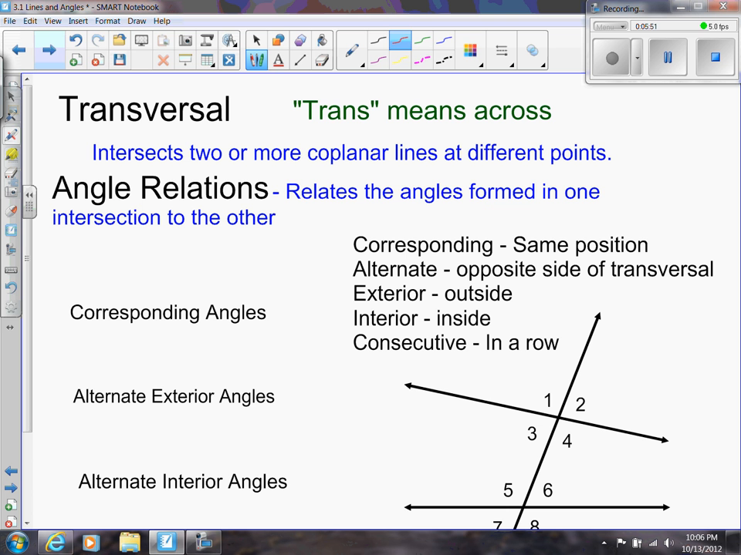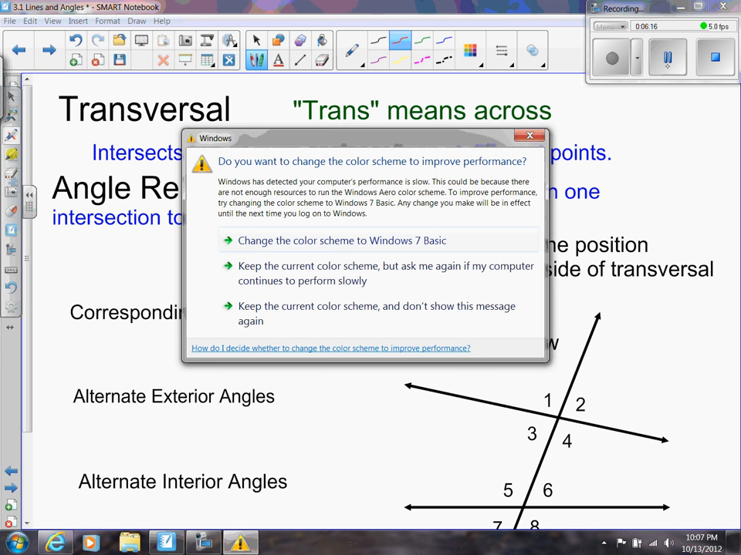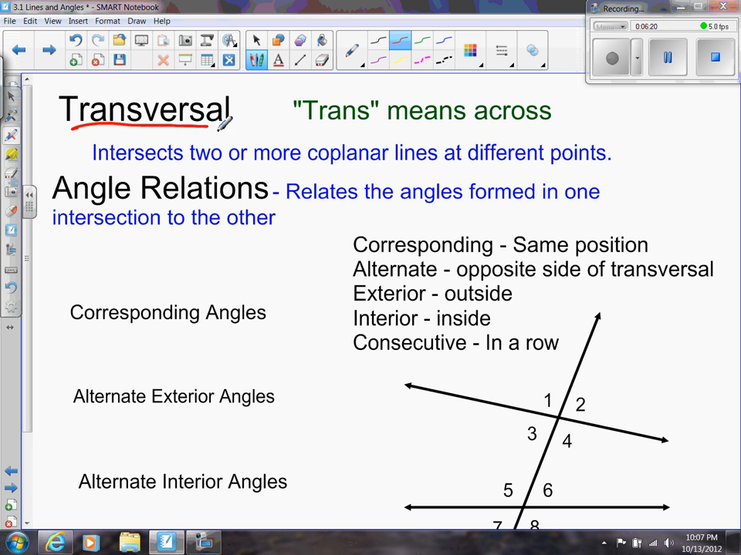All right, here is probably the most important part. We're going to have some definitions. It's important that you get these written down. I'm only telling you to write them down so that it helps you memorize them. You need these things memorized. When you come to class tomorrow, I want you to be able to use these words in your sentences. The first vocabulary word is transversal. A transversal is any line that intersects two or more coplanar lines at different points. Remember, coplanar means in the same plane.